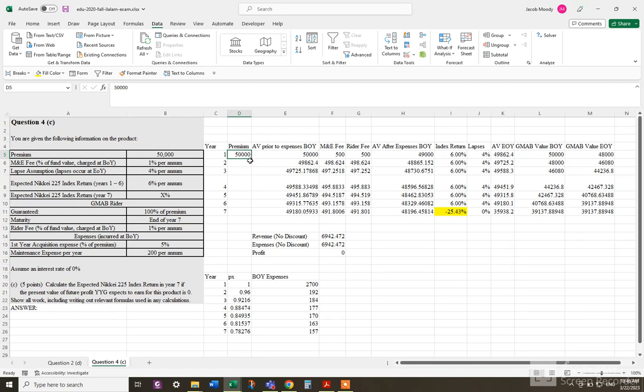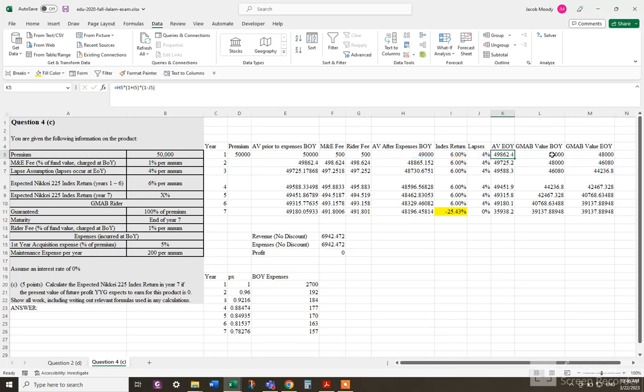So here you start out with your premium, and then I have the account value prior to the expenses at the beginning of the year, so nothing incurred. Every single year I just pick up the account value at the end of the year, so that's what this formula is doing. Then I have my mortality and expense fees and my rider fees, and the account value after these is just the beginning of year minus those expenses. The index return and the lapses are right here. And my account value end of year is just the 49,000 times 1 plus the return times 1 minus the lapse rate.